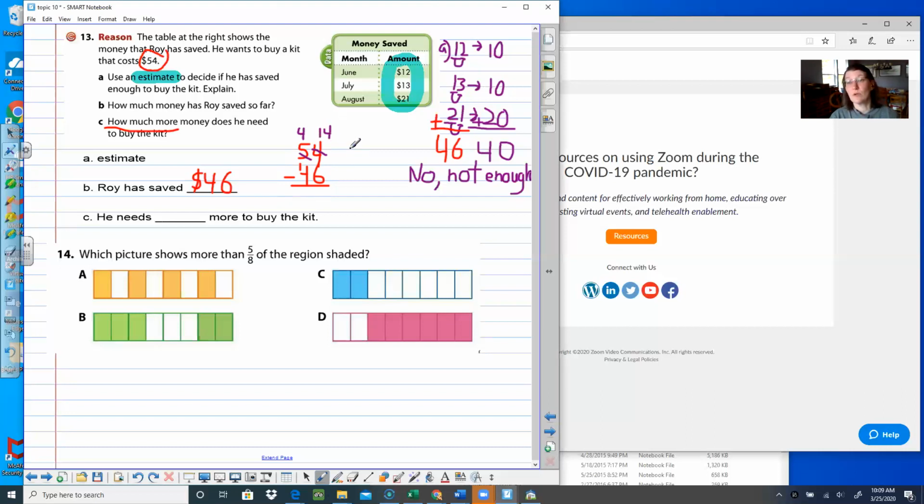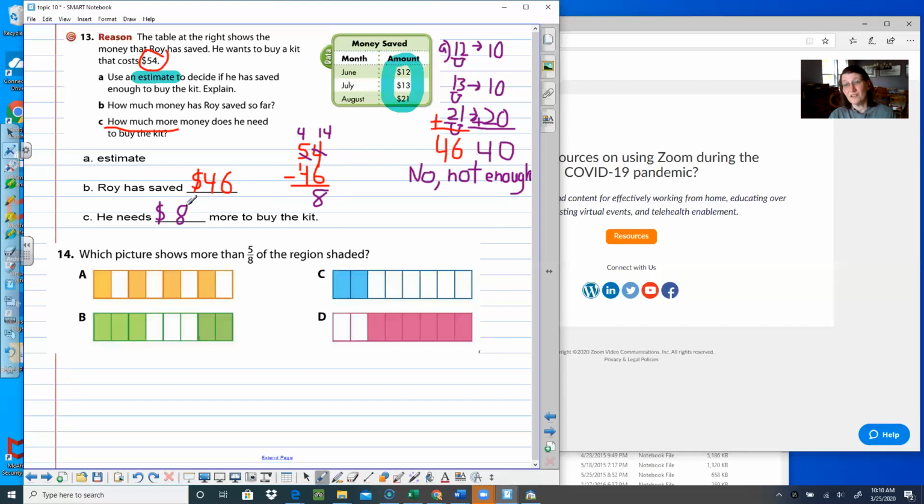So some of you are really good at subtracting, and some of you need to grab that 6 and then count up. So let's do that. 6, 7, 8, 9, 10, 11, 12, 13, 14, and hopefully you went, ooh, that's 8. There we go. And 4 take away 4 is 0. I do not need to put my 0 down. And I need my $ sign. So he needs $8 more to buy the kit.